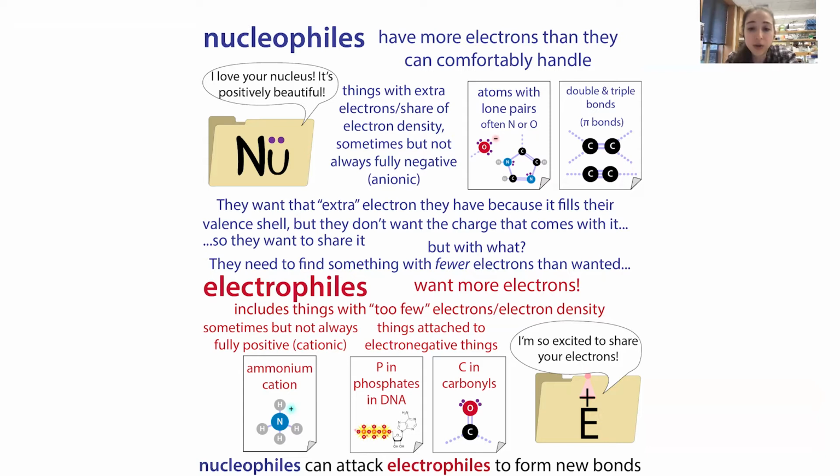And so a nucleophile is seeking out a nucleus. The nucleus is where the protons are, so it's wanting to find those protons, and it's going to find them in an electrophile, which is something that's looking for electrons. This electrophile is something with too few electrons or too little electron density. They're sometimes, but not always, fully positive or cationic. Some examples are this carbon in the carbonyl. This oxygen is pulling electrons away from this carbon, making it vulnerable to attack. We see some of these electrophilic groups in our electrophilic warheads.